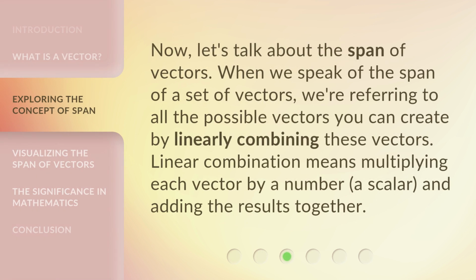Now, let's talk about the span of vectors. When we speak of the span of a set of vectors, we're referring to all the possible vectors you can create by linearly combining these vectors. Linear combination means multiplying each vector by a number, a scalar, and adding the results together.